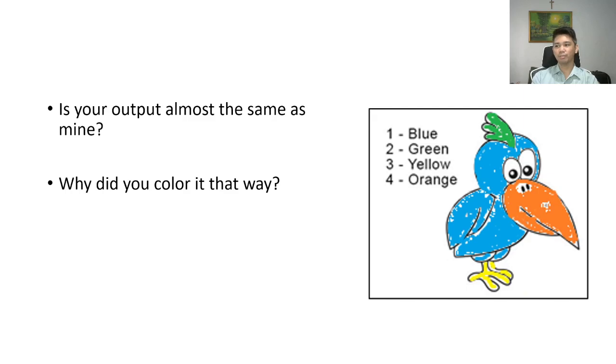In my instruction, I only asked that you put colors on the bird. I never gave any other instruction, but probably you, as a person who is thinking, saw the image, and it has instructions. For all items with number 1, you color it blue. For all items with number 2, you color it green. For all that has number 3, you color it yellow. And for all number 4, you color it orange.